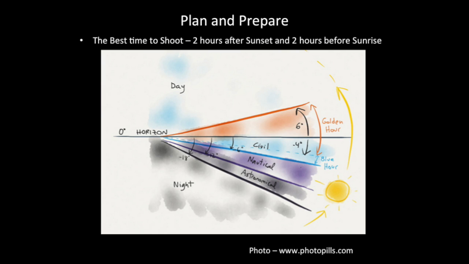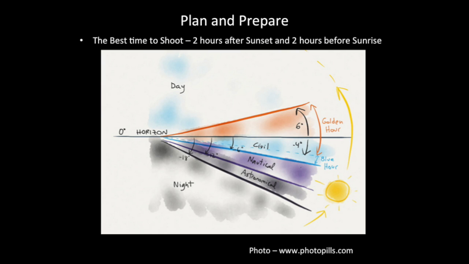This time does change based on the location you are in, how close you are to the equator, and the season. So it varies anywhere between 2.5 hours to 1.5 hours. But I have taken an average time of 2 hours after sunset to 2 hours before sunrise.